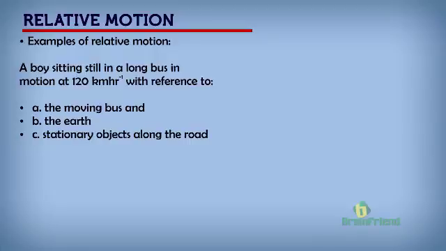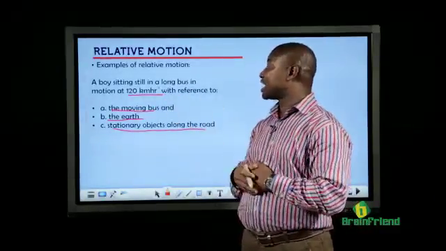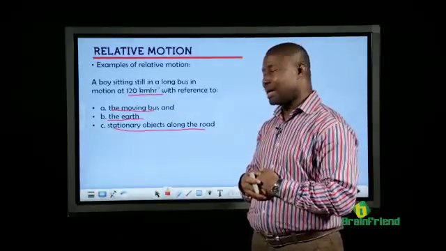When a boy is sitting in a bus or in a car, and the car is moving at 120 kilometers per hour, what will be the speed of the boy? Now, the speed of the boy as it relates to the moving bus, the speed of the boy as it relates to the earth, and the speed of the boy as it relates to stationary objects along the roadside. If the boy is sitting in the long bus and the bus is moving at 120 kilometers per hour, in the moving bus the boy is still, but the bus is moving at 120 kilometers per hour.